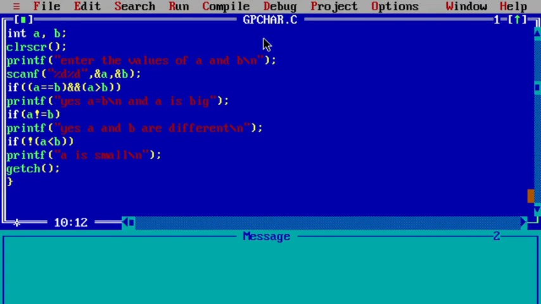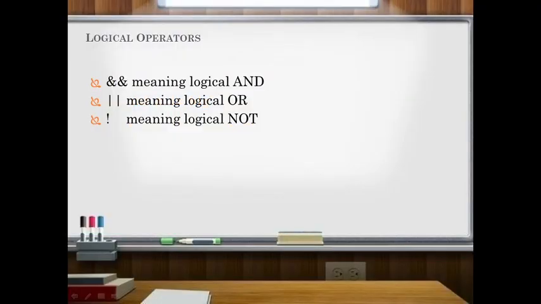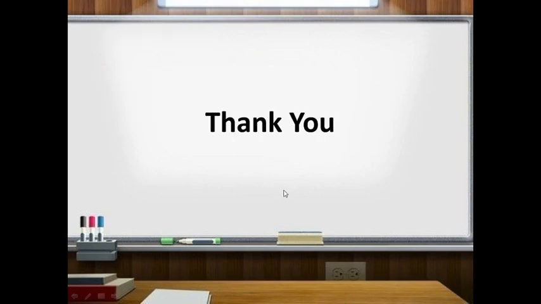Hope you understood the concept of logical operators like and, or, and not. How do they work? So in this video we have discussed arithmetical operators, relational operators, and logical operators. Thank you. I hope it's clear with these three types of operators. Thank you.